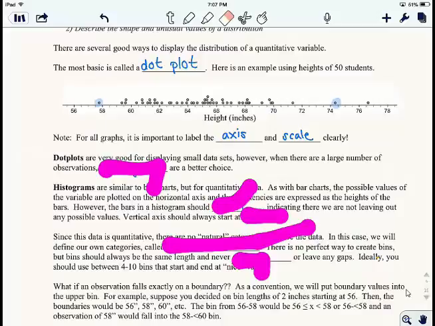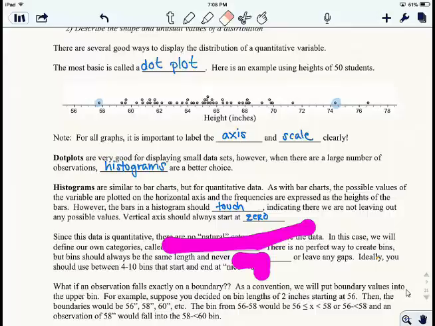However, when there are a large number of observations, histograms are a better choice. Histograms are similar to bar charts, but for quantitative data. As with bar charts, the possible values of the variable are plotted on the horizontal axis, and the frequencies are expressed as the heights of the bars. However, the bars of a histogram should always touch, indicating that we are not leaving out any possible values. Vertical axes should always start at 0. If not, you can skew the analysis of the data based on the histogram.